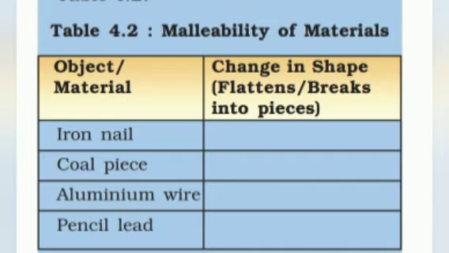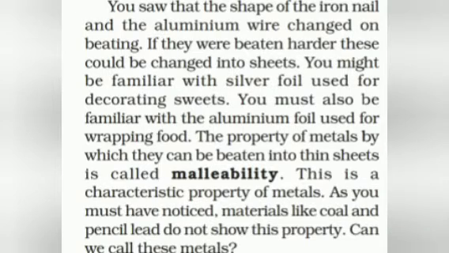This shows the malleability of the material. Malleability: when we beat the material it will not break but it will form into a sheet. So the iron nail, when we beat it, will become flattened. The coal piece will break down. The aluminium wire will flatten, while the pencil lead will break down. Because iron and aluminum are metals, the rest are non-metals.